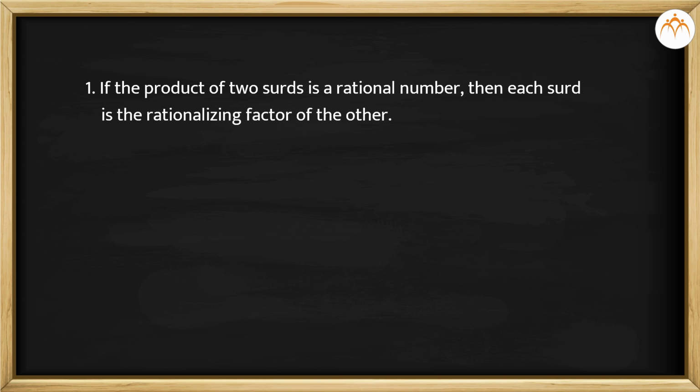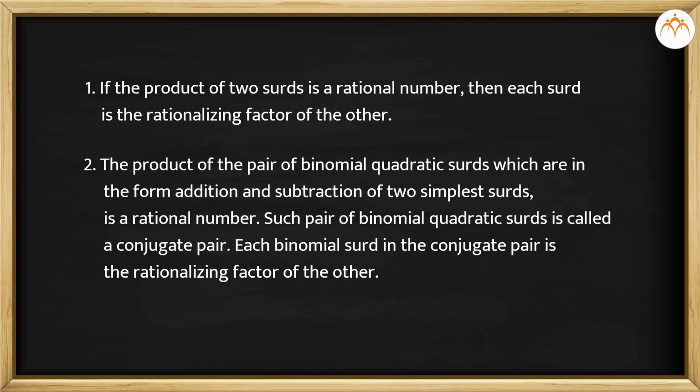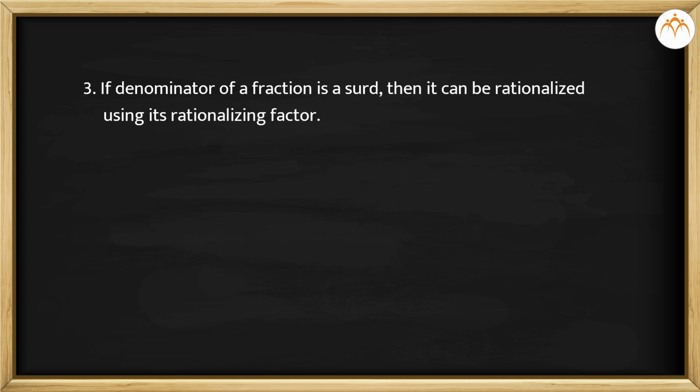What did we learn? If the product of two surds is a rational number, then each surd is the rationalizing factor of the other. The product of the pair of binomial quadratic surds which are in the form of addition and subtraction of two simplest surds is a rational number. Such a pair of binomial quadratic surds is called a conjugate pair. Each binomial surd in the conjugate pair is the rationalizing factor of the other. If the denominator of a fraction is a surd, then it can be rationalized using its rationalizing factor.